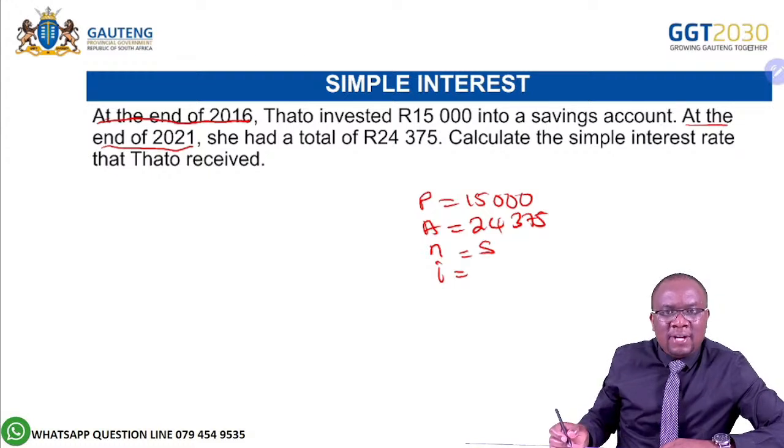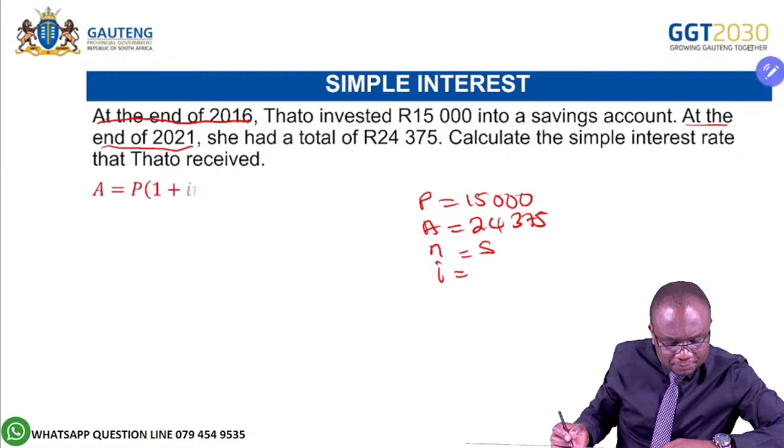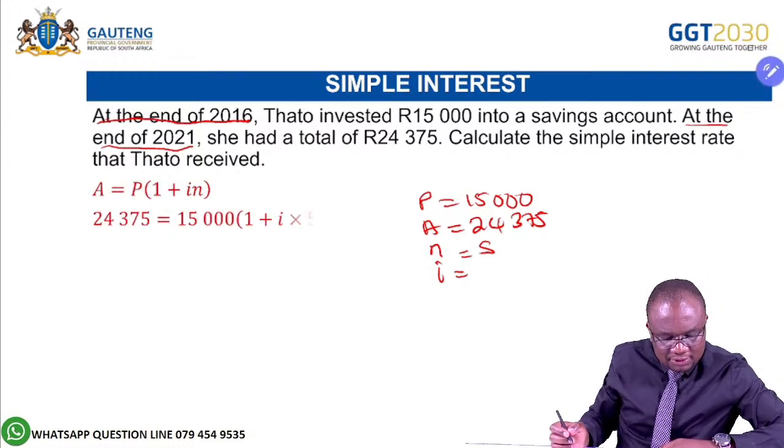Then we're going to solve for I. Let's substitute. We have substituted them. You see that?